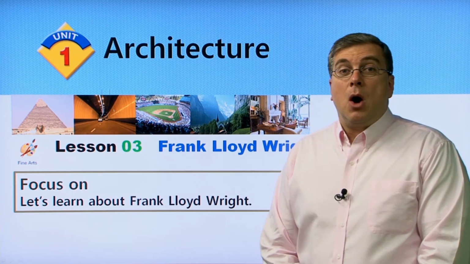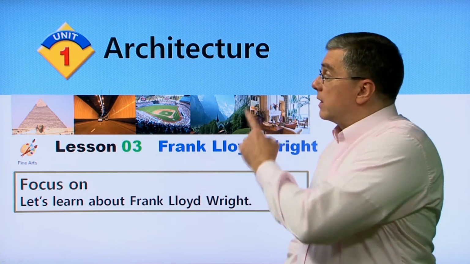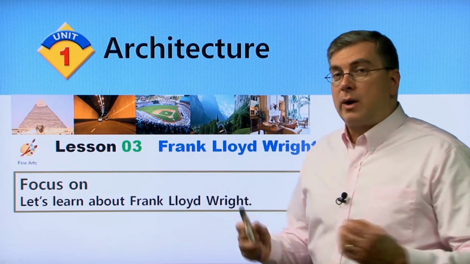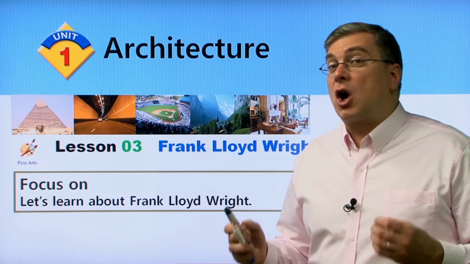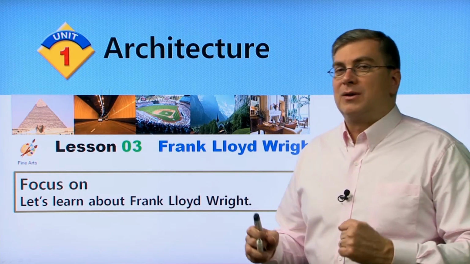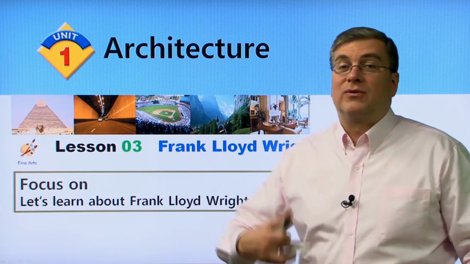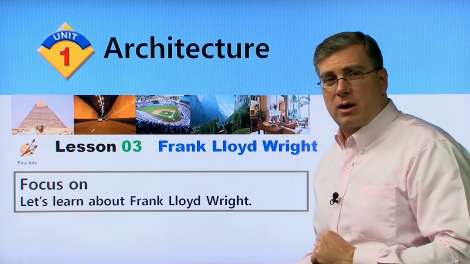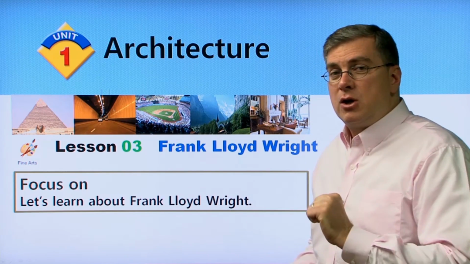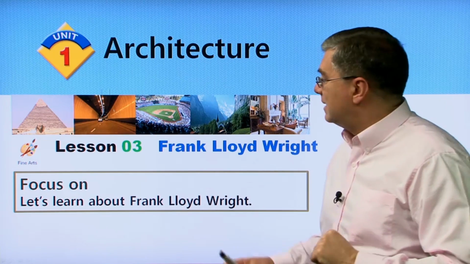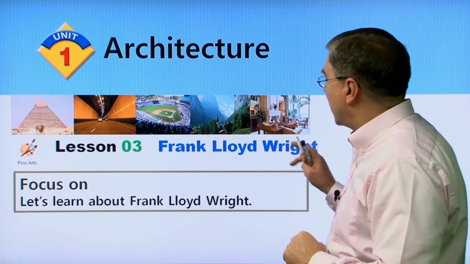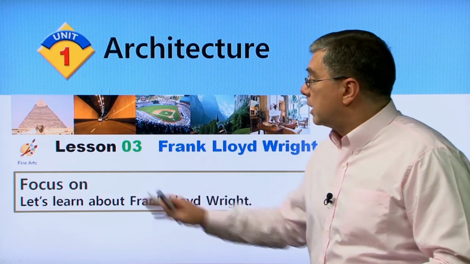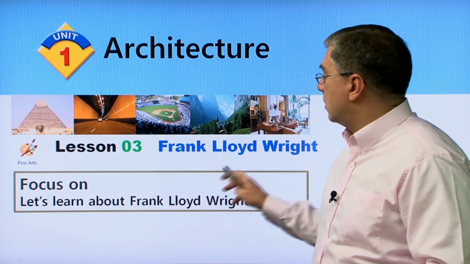I'm Brian Stuart. Well, we're on our last lesson for Unit 1 talking about architecture. In Lesson 3, we're going to be talking about a famous architect, right? We've talked about the architect as a job. We've talked about examples of famous architecture around the world. Now let's talk about a famous person who is an architect, and his name is Frank Lloyd Wright. We can see many of his buildings still around today. We're going to focus on learning about Frank Lloyd Wright.